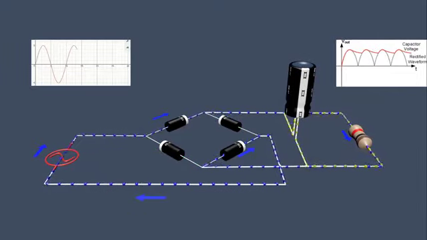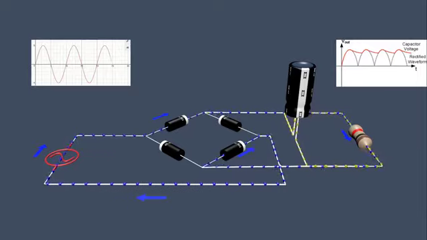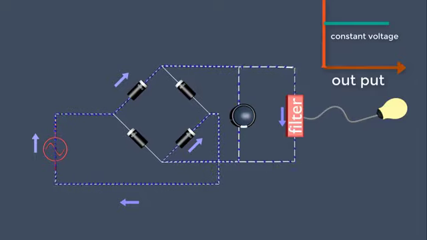Capacitor. The capacitor stores energy from the input and releases the energy to the output. By placing the capacitor, we can smooth the output voltage. Filter. The filter eliminates errors in the output voltage. It produces a constant output voltage to devices.